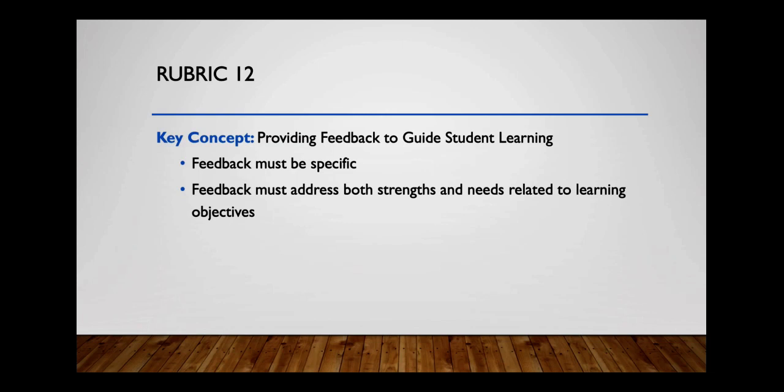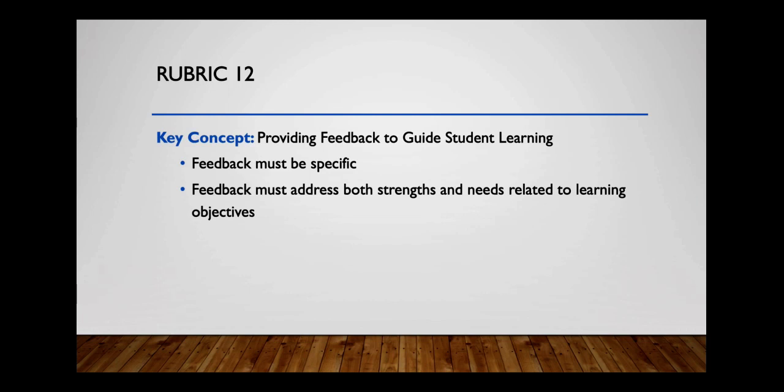Rubric 12 is highly scored usually. Our candidates do really well giving feedback to students. The feedback must be specific and it must address both strengths and needs. Writing a little smiley face is going to be a 1 on that rubric. They don't want a 1. They want a 3, 4, or 5. They need to be specific.